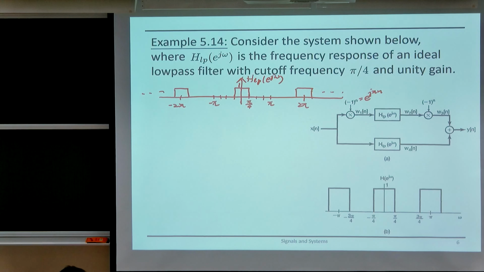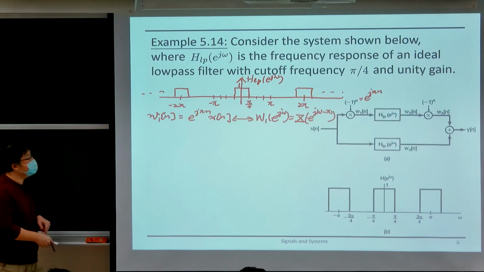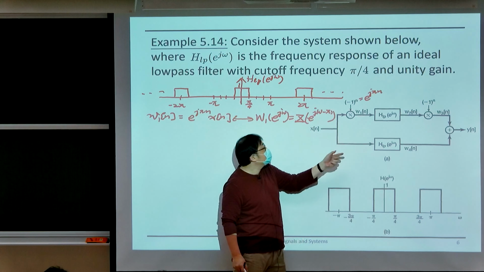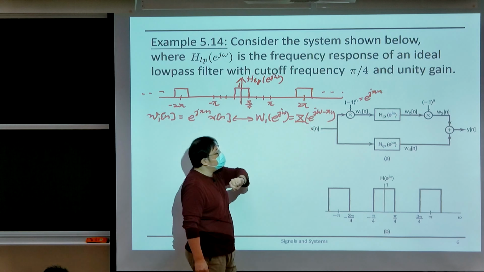So this w1[n], which is e to the j pi n times x[n], in the frequency domain, W1(e^jω) is X(e^j(ω−π)). So the spectrum that you get here is equal to the spectrum of x shifted by pi.